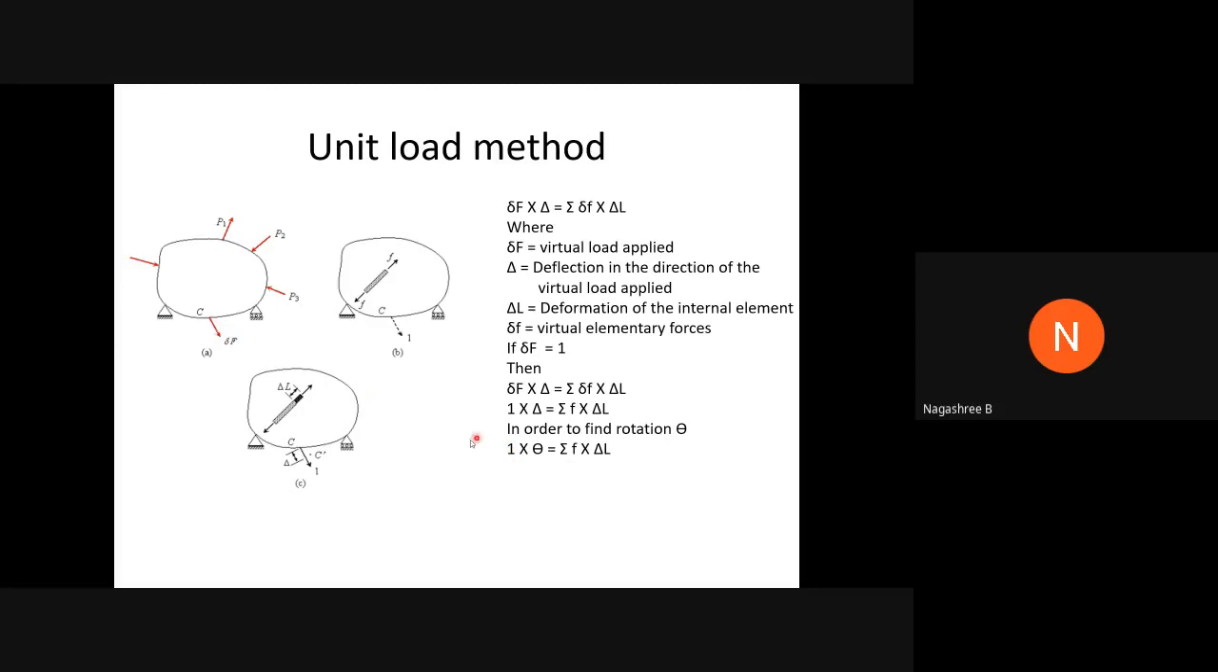So in the second case, instead of a unit force, I am going to apply a moment of magnitude equal to 1, wherein its rotation is equal to theta. So this is the representation of the unit load method.